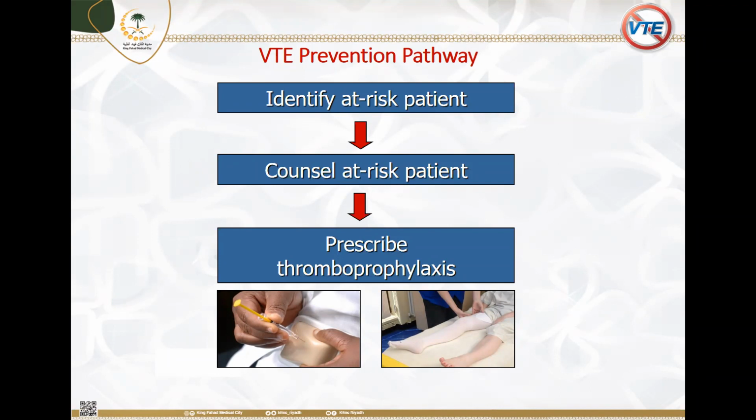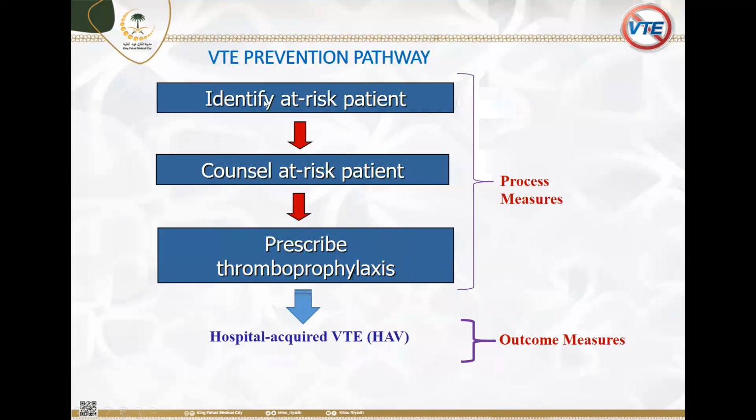because some patients are not aware of the importance of VTE prophylaxis. He just receives an injection and doesn't know what it means or what the importance is, so they refuse. So we have to counsel the at-risk patient. And then the last step, prescribe thromboprophylaxis. We call this identifying at-risk patients, I mean documentation of risk, counseling the at-risk patient, and prescription of thromboprophylaxis, the process measures.